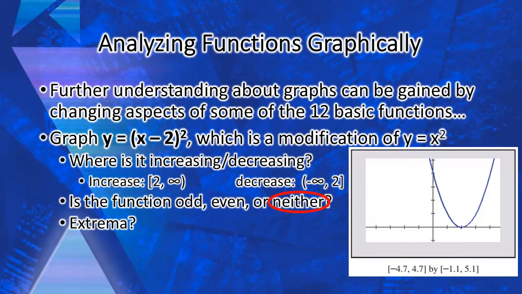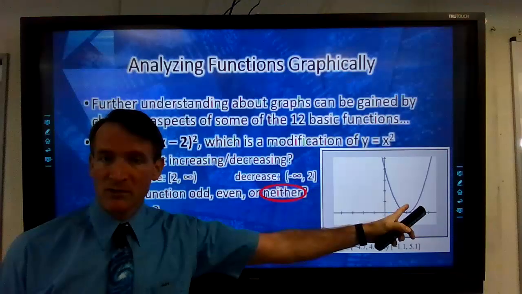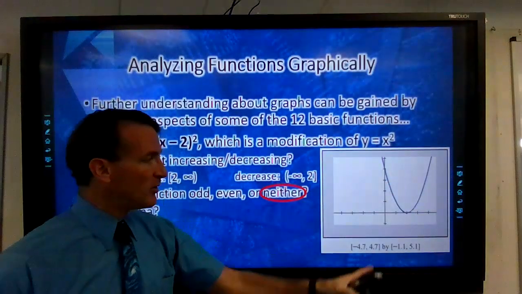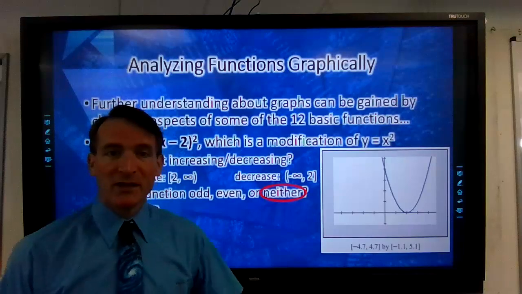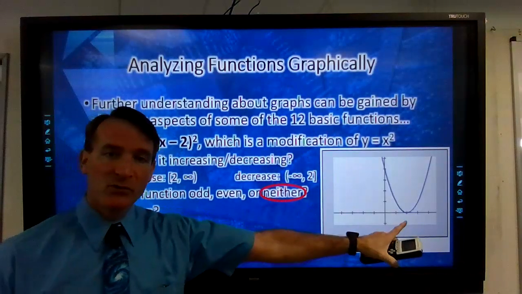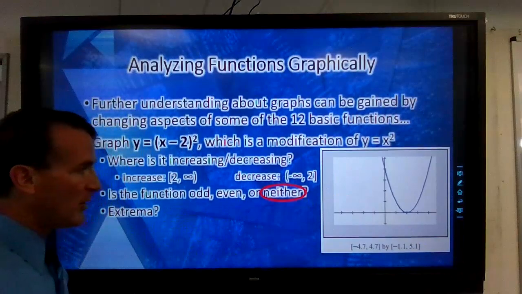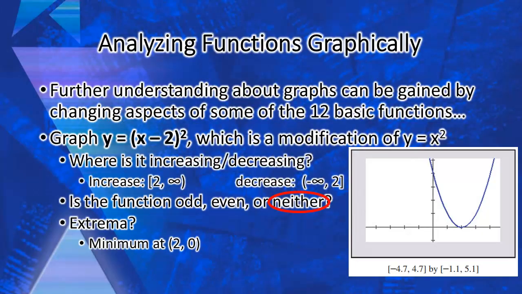What are my extrema? Well, we kind of already looked at that when we were looking at where it was going down and when it was increasing. But our extrema is only one. It doesn't have an upper boundary. It only has the lower boundary, and that lower boundary is located at 2, 0.